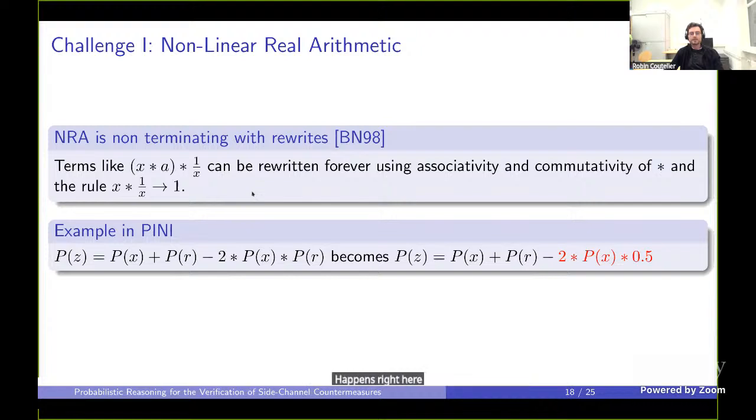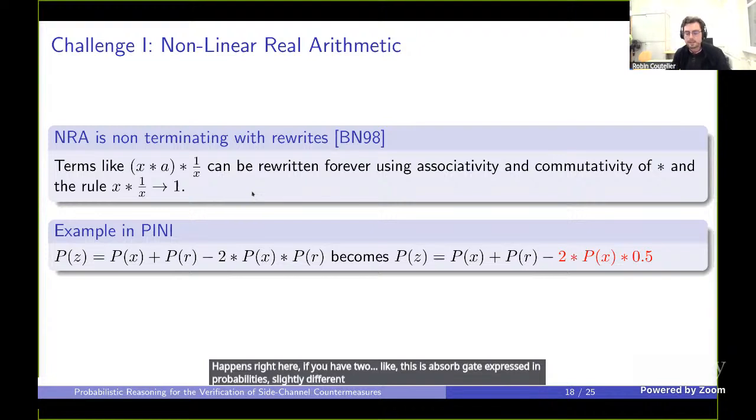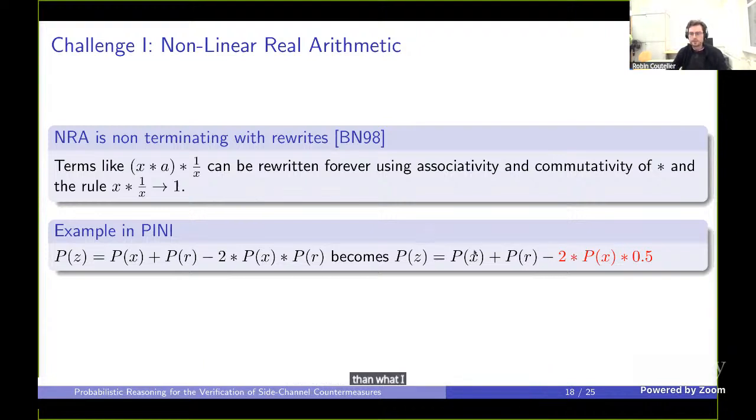If you have two, like this is a XOR gate expressed in probabilities, slightly different formalism than what I used in the beginning of the presentation. But then you get exactly that, and then it never terminates. So it's fine if there is a conflict. It's not fine if there is not.